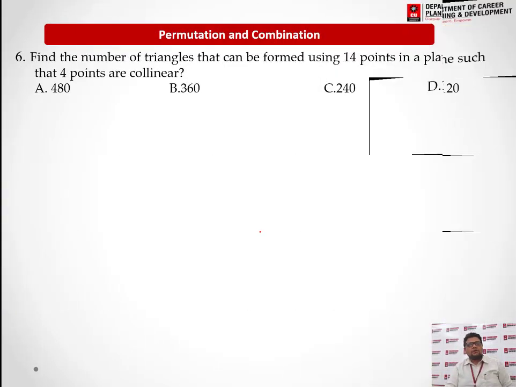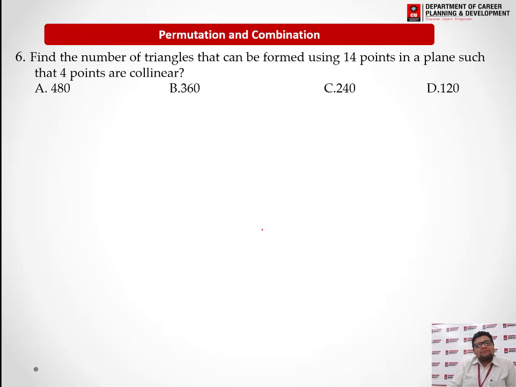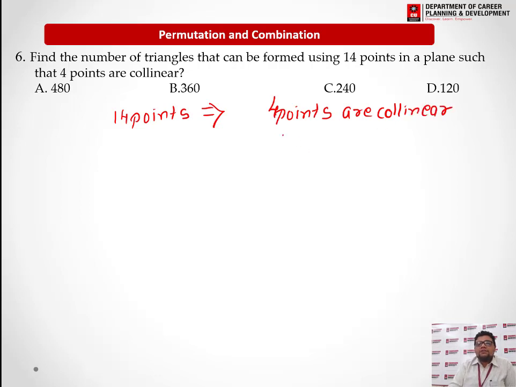Now let us see one more question. The question is: find the number of triangles that can be formed by using 14 points. Now we have 14 points in total, out of which 4 points are collinear. Now we have to consider this collinear case. Let us see how to solve this. 4 points are collinear and the other points are non-collinear. So firstly, we will consider all the 14 points as non-collinear.